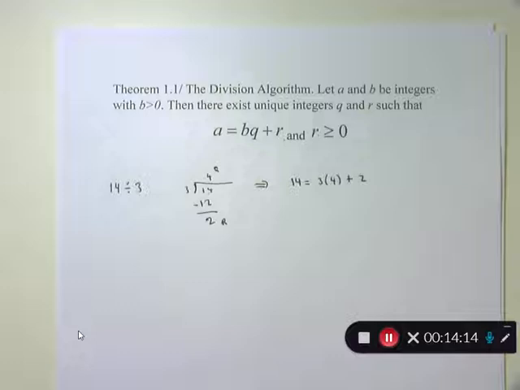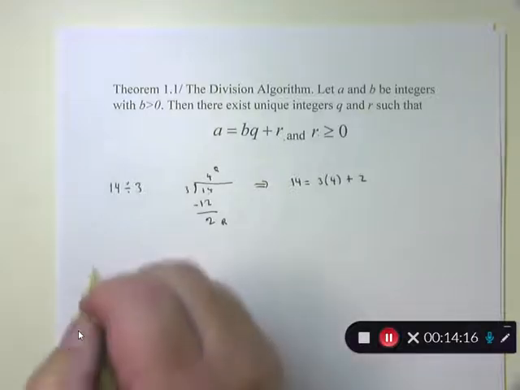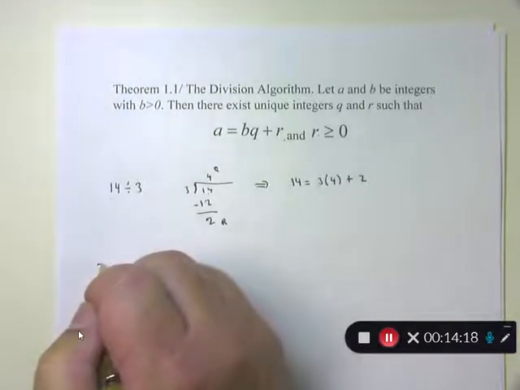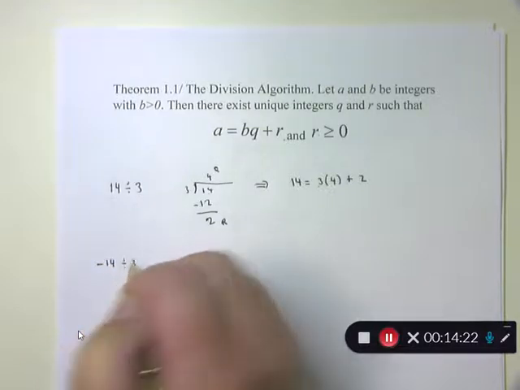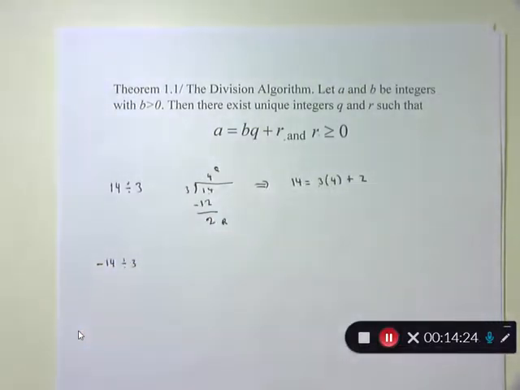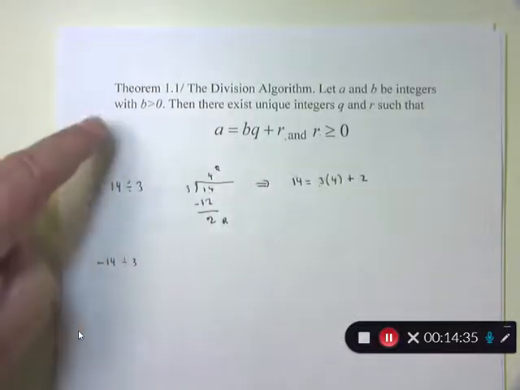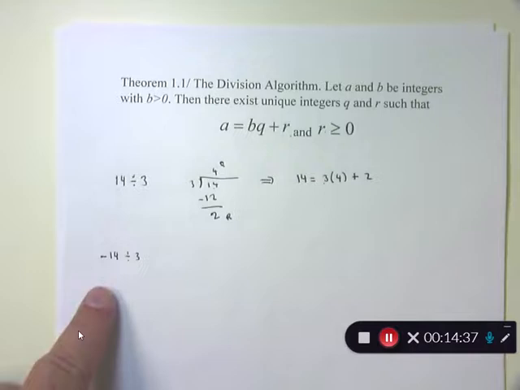However, what if I did this? What is negative 14 divided by 3? Now we know that negative 14 divided by 3 is the same thing as 14 divided by negative 3. Positive divided by negative is going to be a negative. Negative divided by a positive is going to be a negative. But the way the division algorithm works, whatever you're dividing by has to be greater than 0. So I have to write it like this.